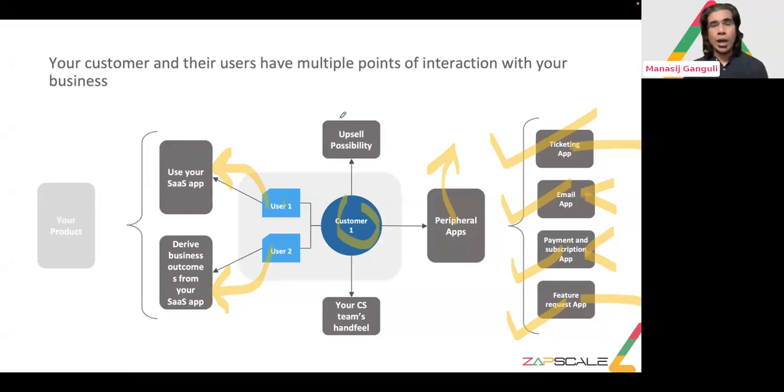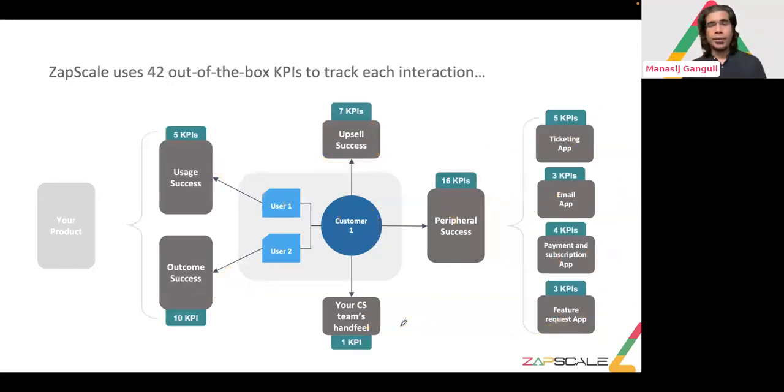And of course, we need to look into the upsell possibility because it's a very important indicator of health. A customer whose health is good should have a good upsell possibility as well. So we should look into that. And we should never ignore the intuition of human beings. So we must incorporate the CS team's gut feel about the customer. How you guys feel about your customer is an important data point. So all of these things we need to capture.